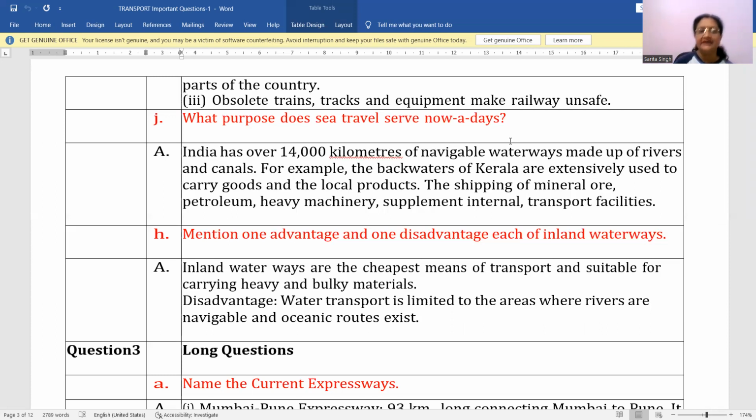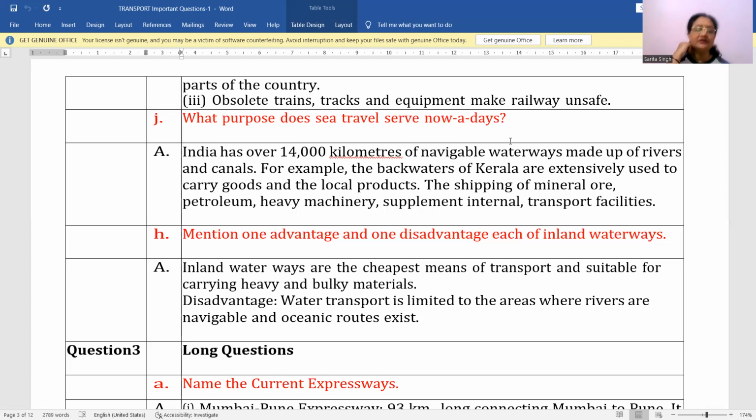When we talk about inland waterways, they supplement the internal movement of people as well as goods within the country. But when we talk about sea traveling, it helps especially in export and import for trading purposes. That becomes very important, because where heavy goods have to be carried, this is the best means of transport, because it is quite cheap also, right? And it is quite safe, right? Though it takes time, it is quite safe.